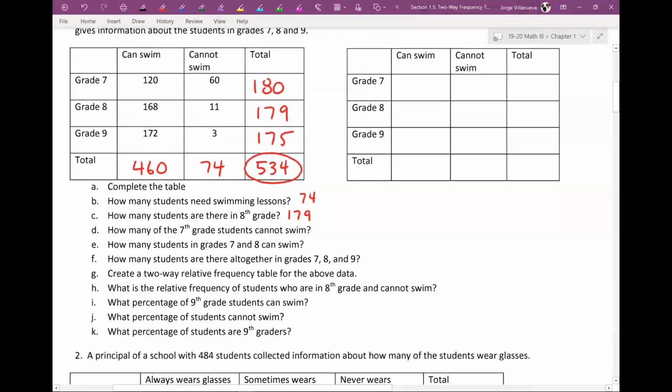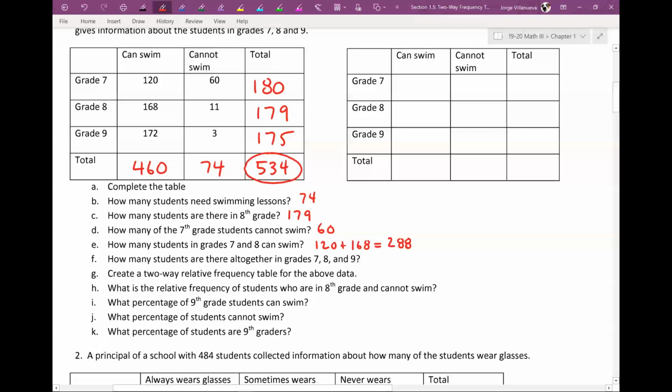How many of the 7th grade students cannot swim? 60. Okay, so you guys see why you got to finish up this table? Okay, all your answers are right there. You just got to find the right number. All right. Eventually, we're going to get to the next table, okay, during the same problem, but just hold on. How many students in grades 7 and 8 can swim? So in order to do that, I got to get 120 plus 168, right? Because that's the number of 7th graders that can swim and the number of 8th graders that can swim. And when I add those together, I get 288.